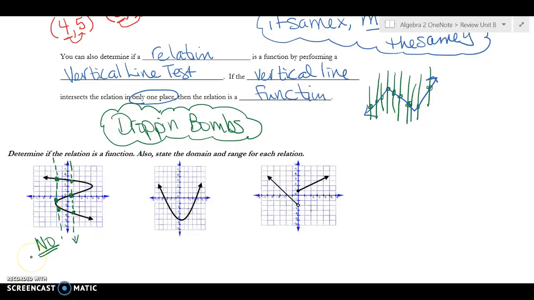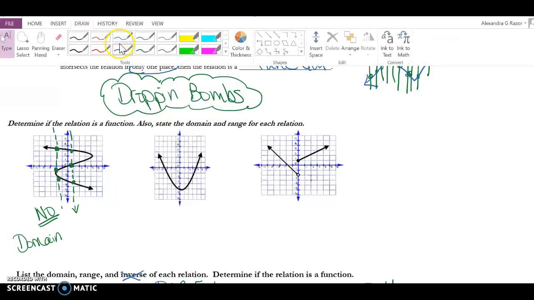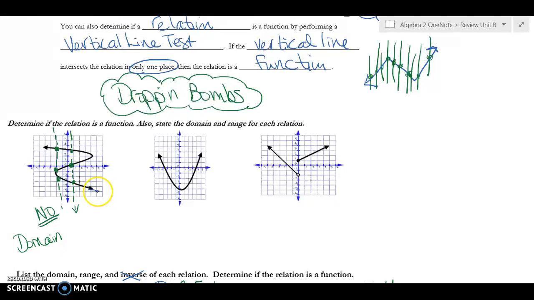Now, I do need us to find the domain and range. So this gets a little trickier because the domain, you have to think about the X. So the domain is the X, and the X goes to the left and to the right. And if you notice, these arrows go to the left and the right, so your domain is all reals.